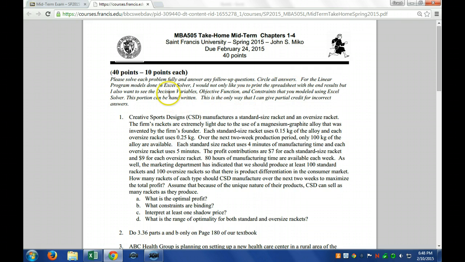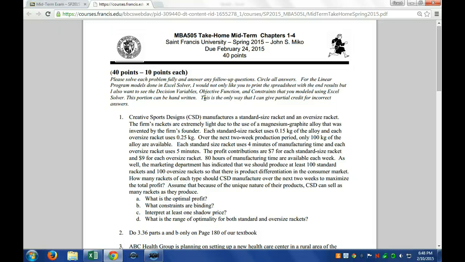For the linear program models done in Excel Solver, I would not only like you to print the spreadsheet with the end results, but I also want to see the decision variables, objective function, and constraints that you modeled using Excel Solver. This portion can be handwritten. So I'd kind of like to see this part and then the corresponding Excel work, right?